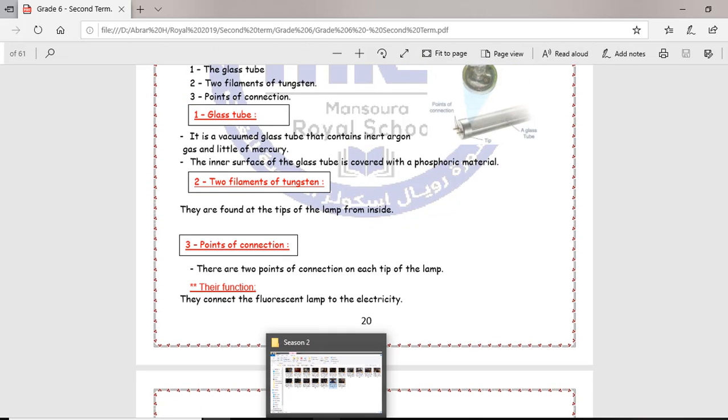Let's talk about the glass tube. The glass tube is a vacuumed glass tube that contains inert argon gas and a little bit of mercury vapor. And the inner surface of the glass tube is covered with a phosphoric material.